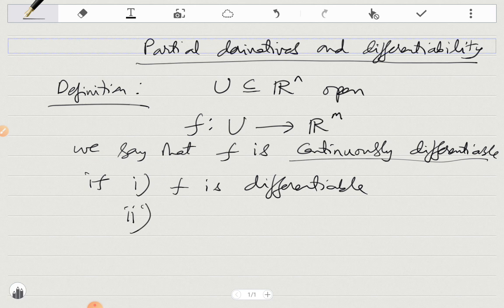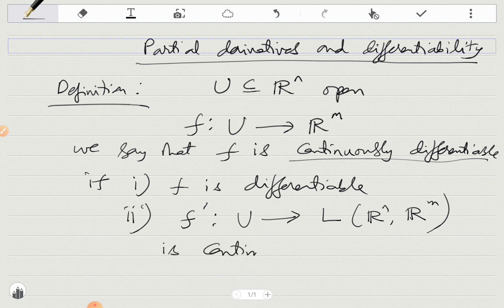To make that precise, we can look at the derivative as a function on the open set. At each point of the open set, I have the derivative, which is a linear transformation. So I have a map from U to L(Rn, Rm). This map or function from the open set to the space of linear transformations should be a continuous map.